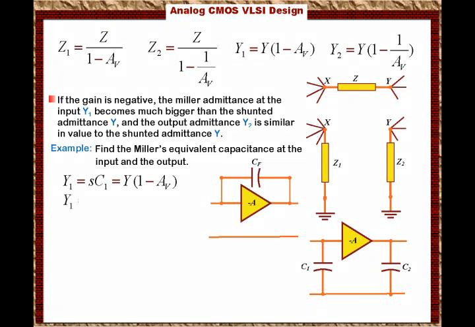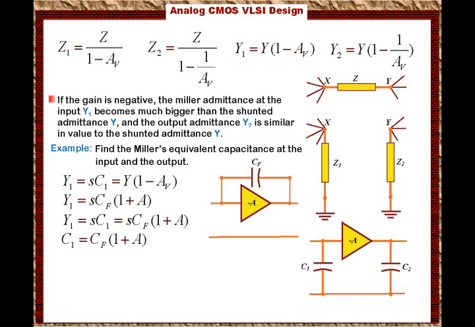Then we say Y1 equals S times CF times 1 plus A. Y1 equals S times C1, and that would equal S times CF times 1 plus A. Then we cancel the S's from both sides of the equation, and then C1, the equivalent capacitance at the input, will equal CF, which is the shunt capacitance, times 1 plus A. Remember that we made it a plus here because minus the minus A is plus A. Then what we have now is that the input capacitance is much bigger in value by roughly the amount of the gain. You see, that is when the gain is negative.